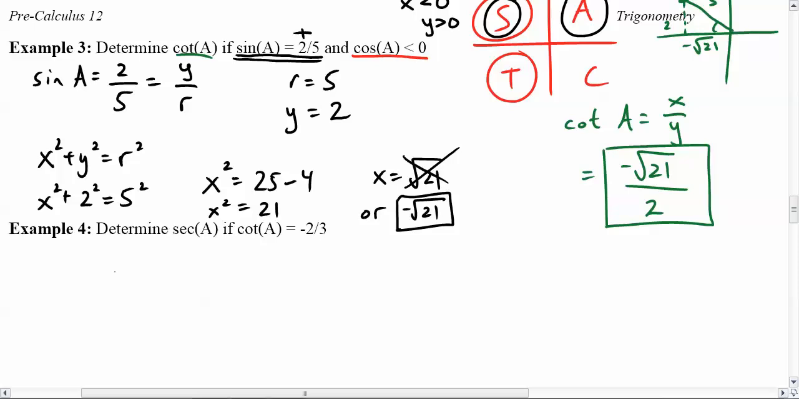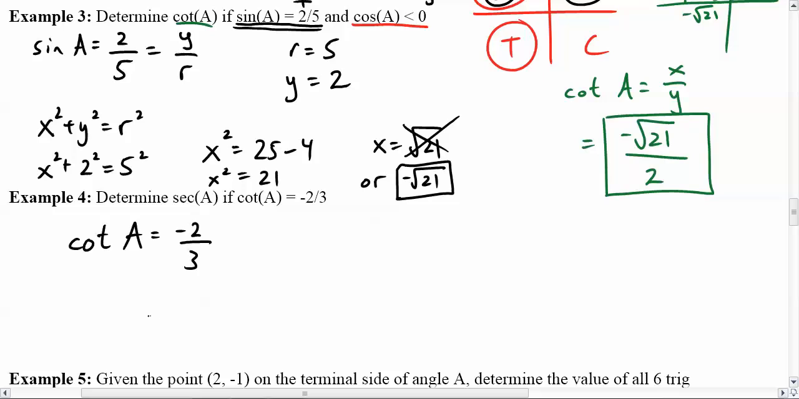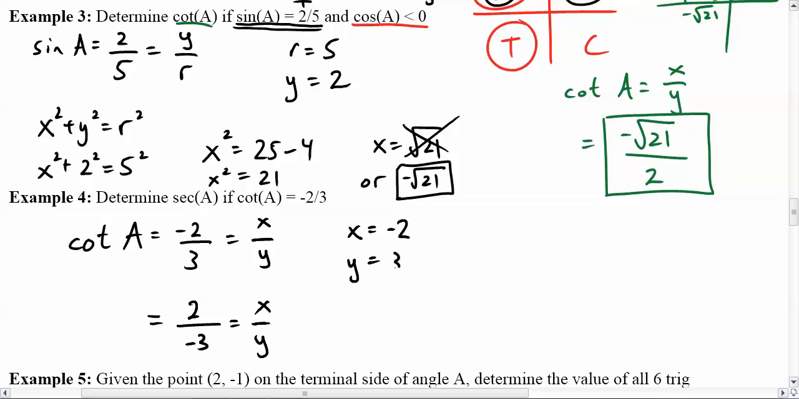And we can continue along the same vein. If we know cotangent A is negative 2 over 3, we don't actually know how this is written, because it's possible that it could be negative 2 over 3, or it could be 2 over negative 3. Both of these are negative 0.66666. Cotangent is x over y. The trouble with that is that neither of them is r. So that means neither of them has to be positive. So x could be negative 2 and y could be 3, or x could be 2 and y could be negative 3.